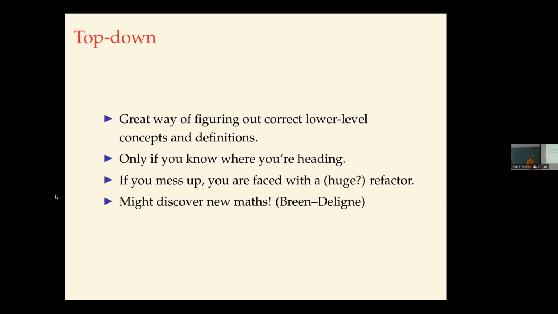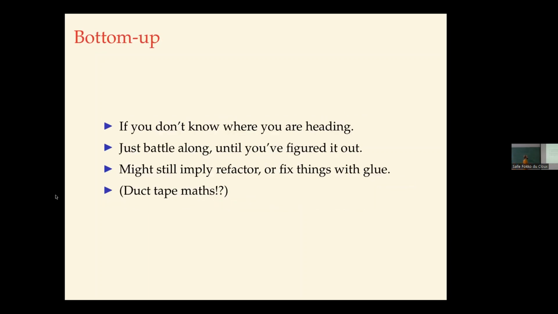So we discovered some new maths using this top-down approach, and I think with a bottom-up approach where you just follow the trodden paths all the way to the top, this is much less likely to happen. On the other hand, if you don't know where you're heading, then you should just go for a bottom-up approach. And this is also what we did a lot of the times when we really didn't understand the proof.